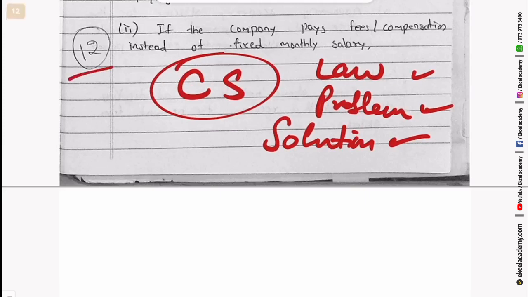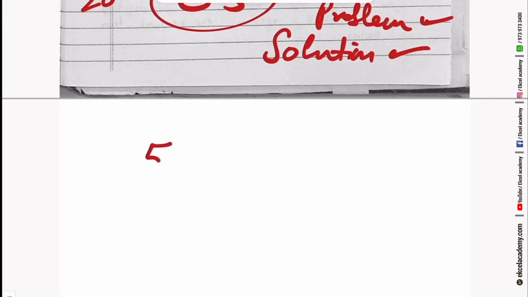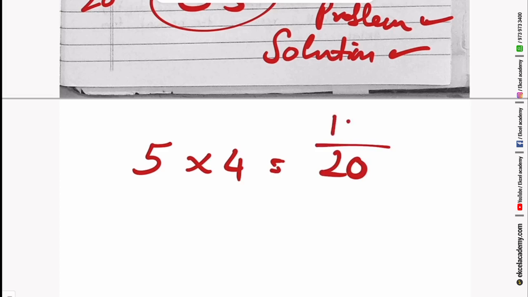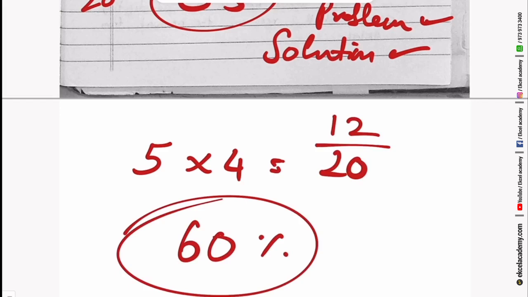So totally he has got 12 out of 20 in the first question. Because the first question is 5 marks into 4 questions, that is 20 marks. So he has scored an excellent 12. 12 is actually good. 12 is 60% of the marks, which is great.